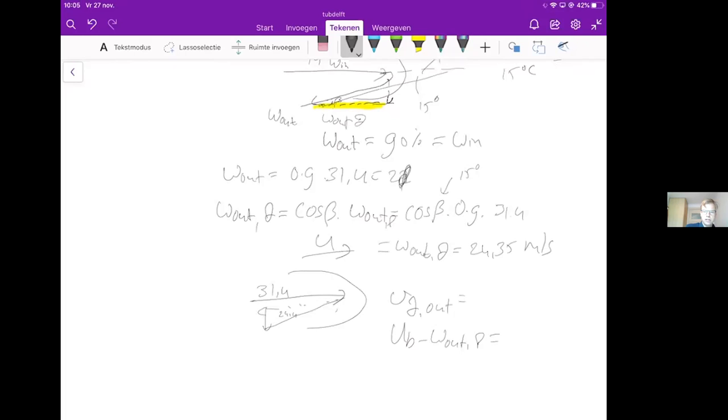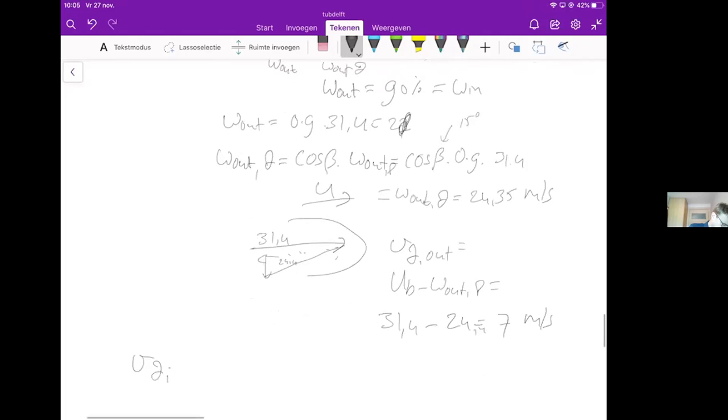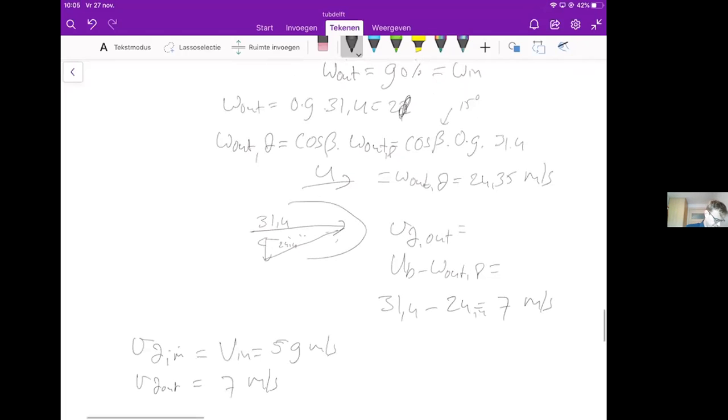The bucket is 31.4, sorry, 31.4 minus 24.4 is about 7 meters per second. So we have V theta in, which is V in, we know that. And we have V theta out, which is 7 meters per second.